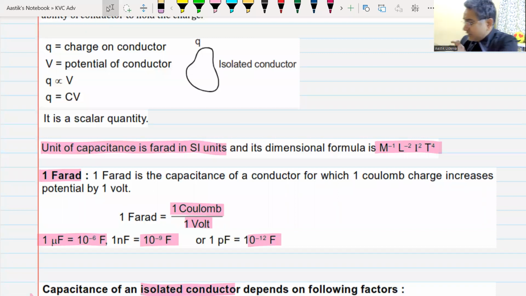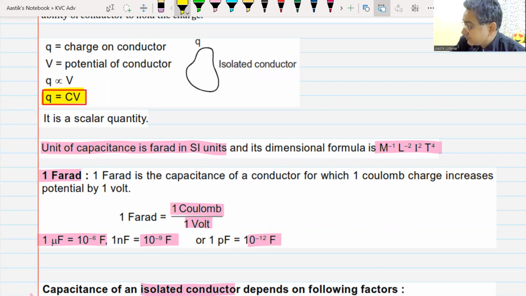Q is equal to CV. This is the only formula that we are going to study in this particular chapter. Q is equal to CV. So remember this and don't forget this. Capacitance of a capacitor is a scalar quantity. The SI unit is farad. 1 farad is 1 coulomb per volt.